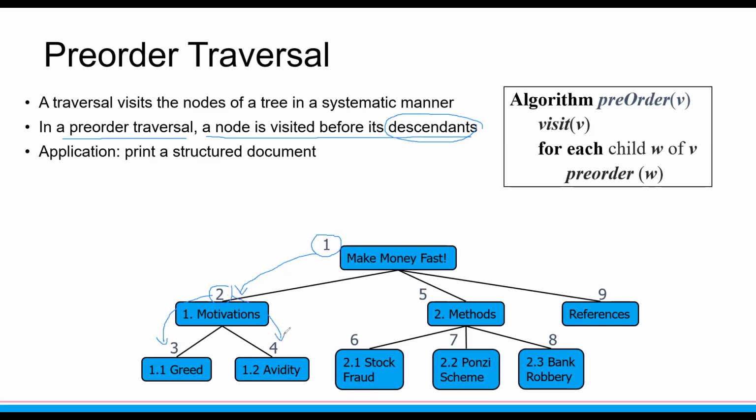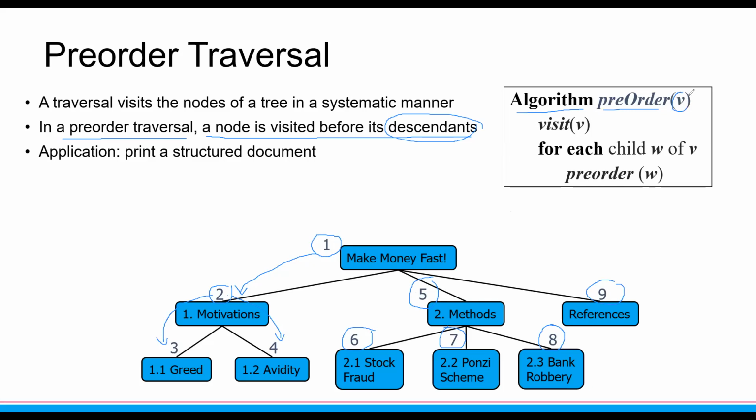And then I will visit those before 5, and then before 6, and before 7, and then I will visit 8, and finally I will visit 9. So this is the structure. I will visit according to this sequence, and you can make the algorithm. We call this the pre-order algorithm.